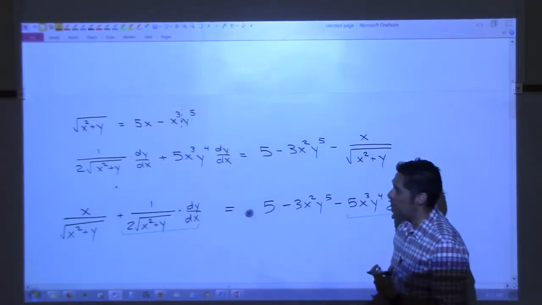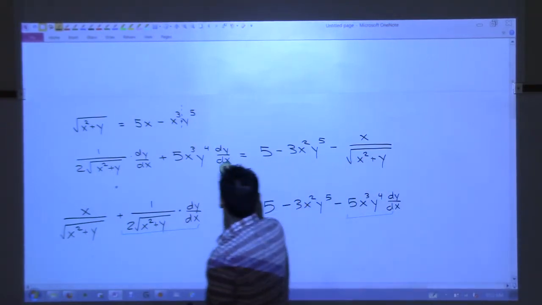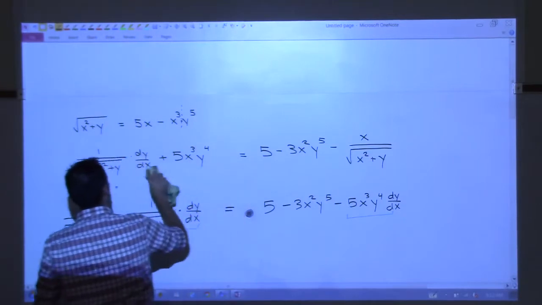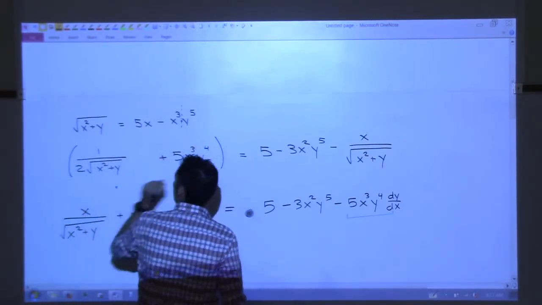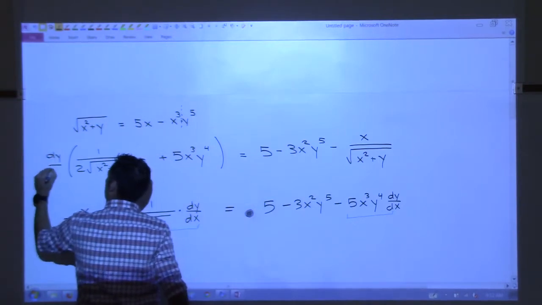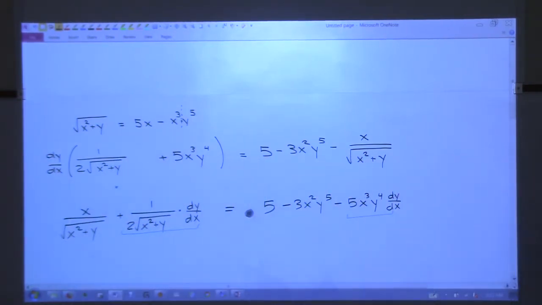Now, to save myself a little bit of time, because I don't want to write this all out again, if I factor this out, this is what I'd have, right? The dy dx came out of both of those. So now that is in parentheses.